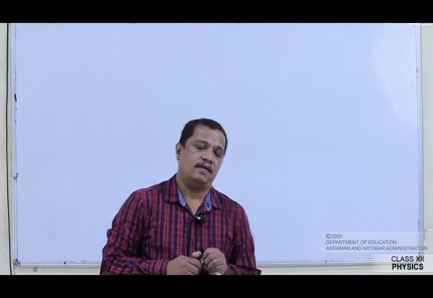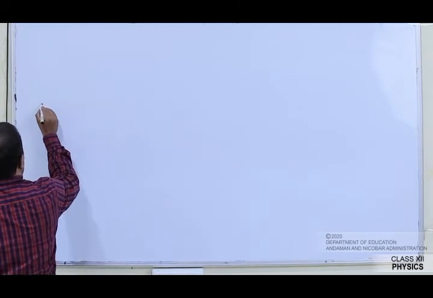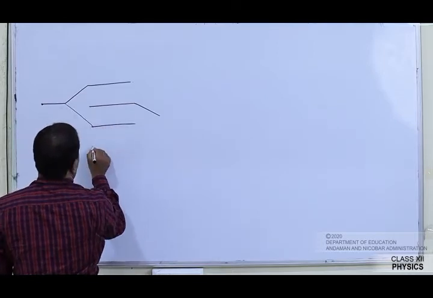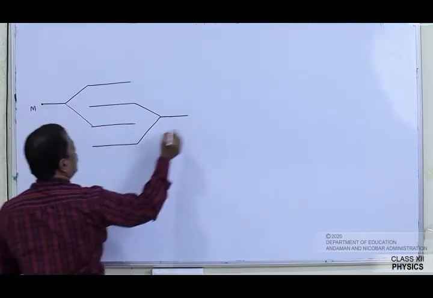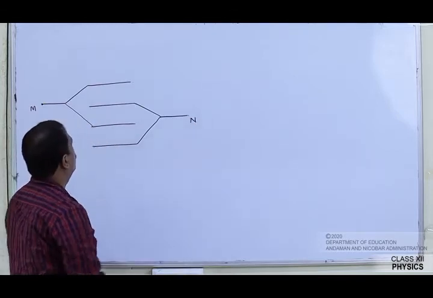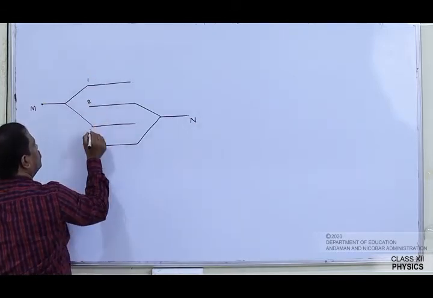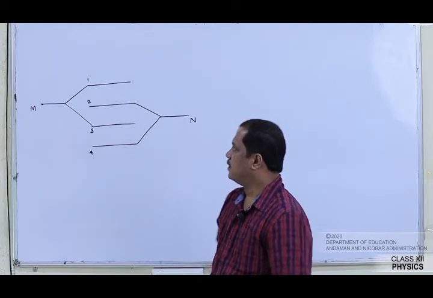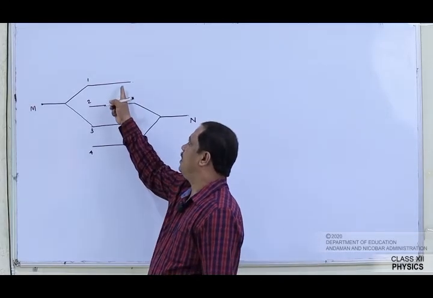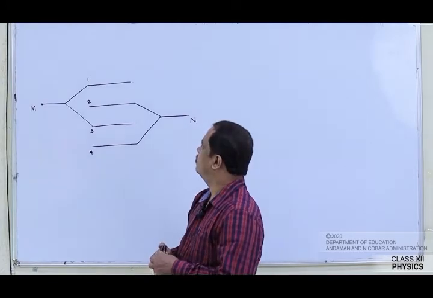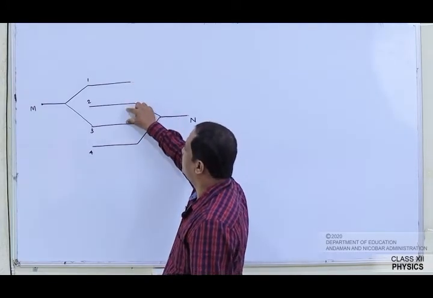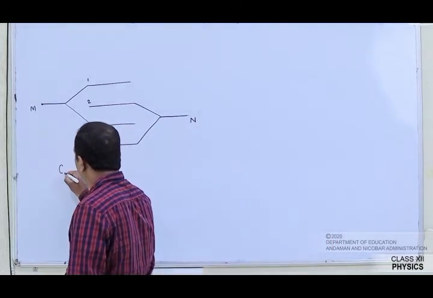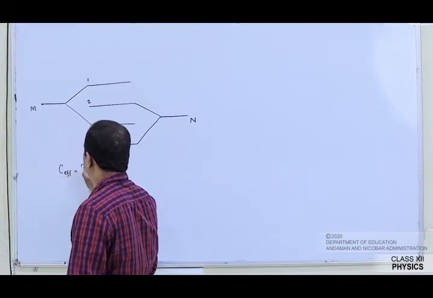Let's see the next problem. This is the way 4 plates, say plates 1, 2, 3 and 4, are arranged. The conditions are the same as in the previous problem. The area of the plates is the same, and the separation between 2 consecutive plates is D. We have to calculate the effective capacitance.